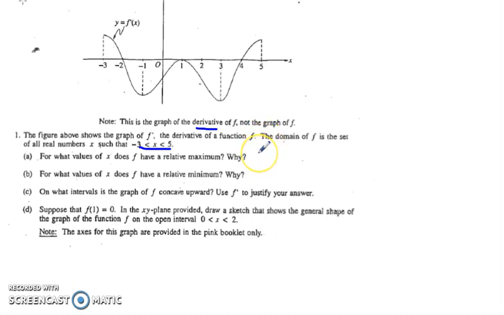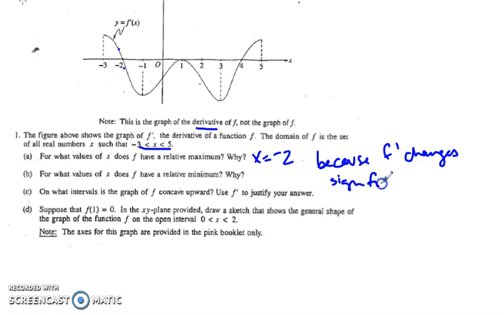F is going to have a relative max where its derivative goes from positive to negative, because the function f will go from increasing to decreasing. So you need to state for what value of x: x equals -2, and the reason is because f prime changes sign from positive to negative. It is important that you are phrasing your response with respect to f prime because f prime is what you were given.